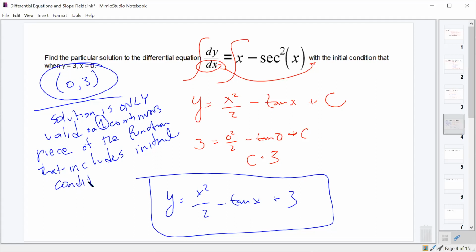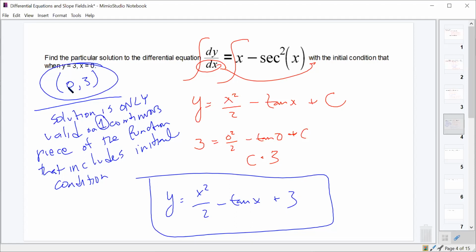In other words, we are pinning down our function with this constant of 3 on the interval that includes x equals 0. But on all the other intervals, we can have any constant we want. It doesn't matter, because the only section where the constant has to be 3 is the one that includes x equals 0.